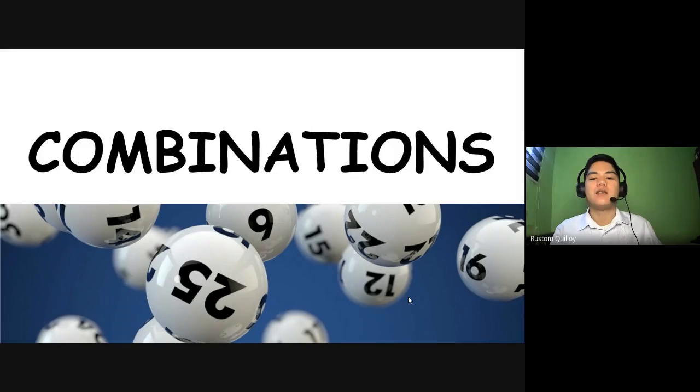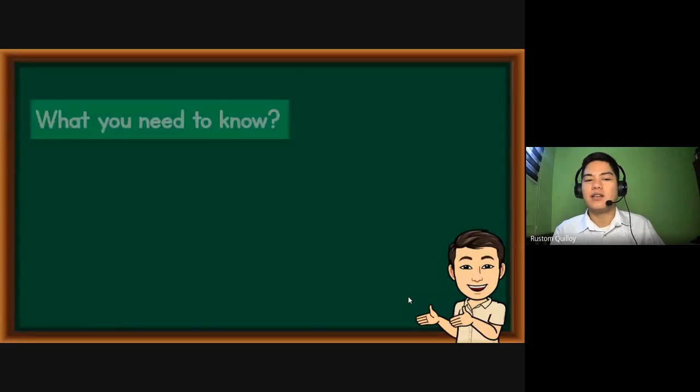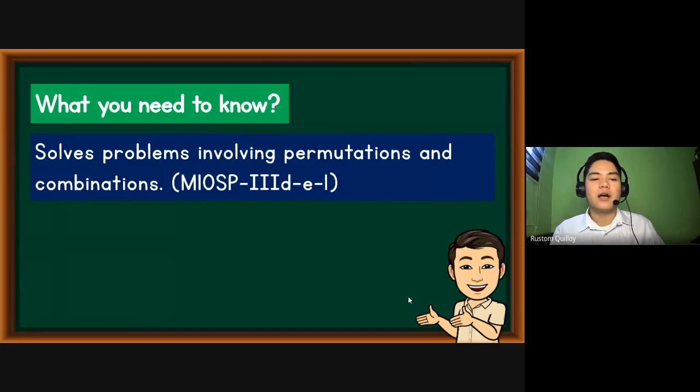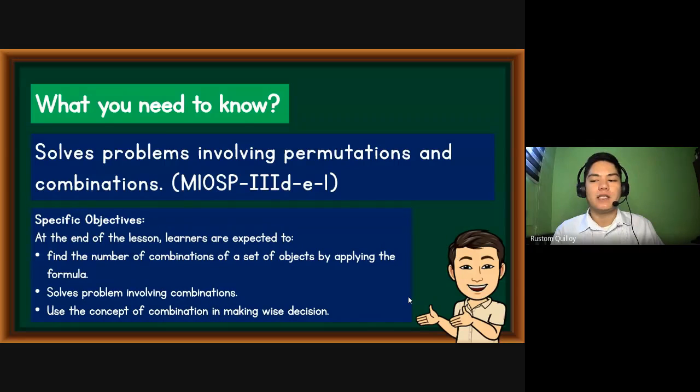For this morning, we will discuss combinations. What you need to know: our melc for today is solves problems involving permutation and combinations. At the end of the lesson, the learners are expected to, first, find the number of combinations of a set of objects by applying the formula. Second, solve problems involving combination. And last, use the concept of combination in making wise decisions.